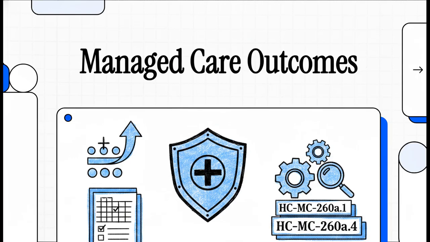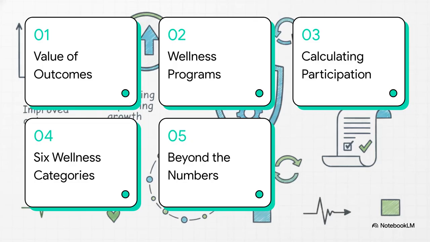Welcome to this explainer. Today we are diving right into the nuts and bolts of exactly how to calculate and report the improved outcomes metrics under the SASB standard for managed care entities. We're going to be looking specifically at metrics HC-MC-260A.1 and .4. We'll break down exactly how you track and report the percentage of enrollees participating in specific wellness programs. We're talking diet and nutrition, exercise, stress management, mental health, and smoking or alcohol cessation. And importantly, we'll look at why proving the effectiveness of this care is absolutely crucial for protecting and growing your enterprise value.